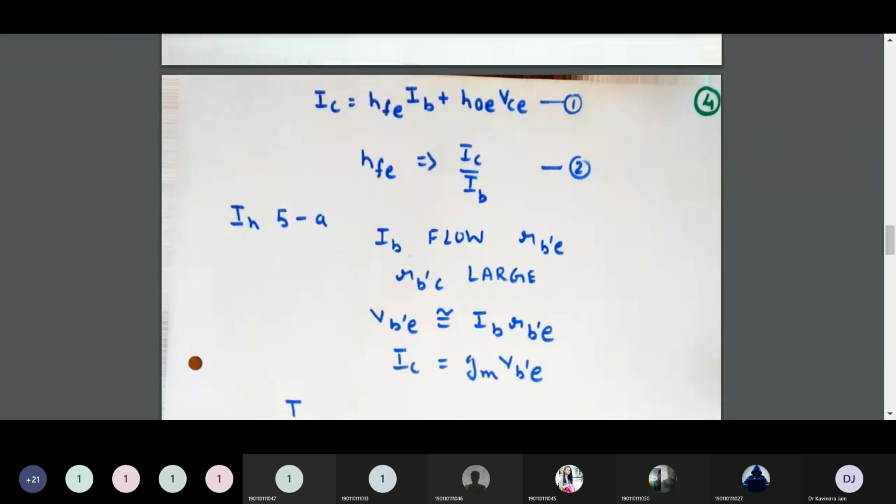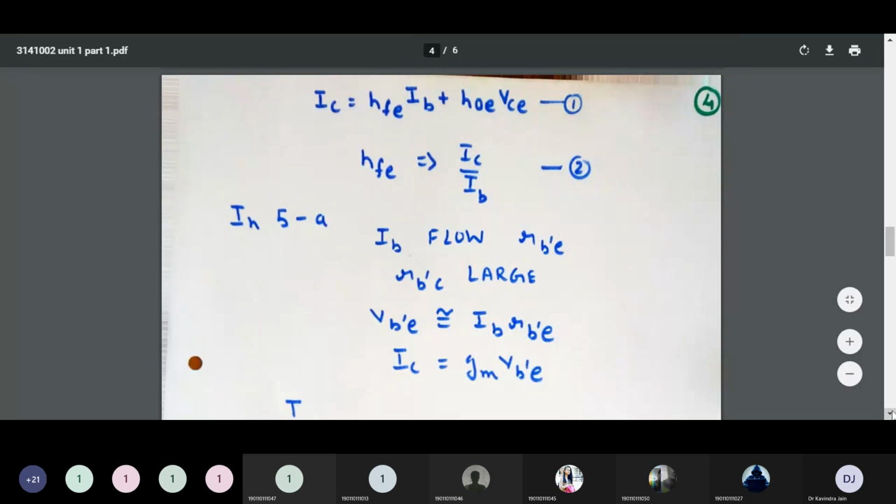So students, based on this, please calculate IC upon IB and mark it as equation number 4. Calculate IC upon IB. What is the answer? 46. Sir, GM into RB dash E, and that is equal to HFE. Very good. So whatever 46 has just told is basically something like this.